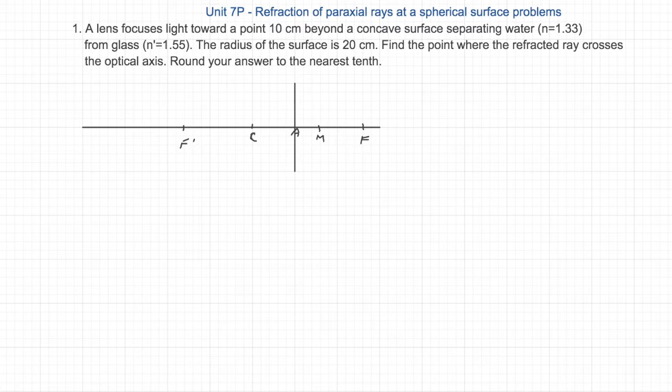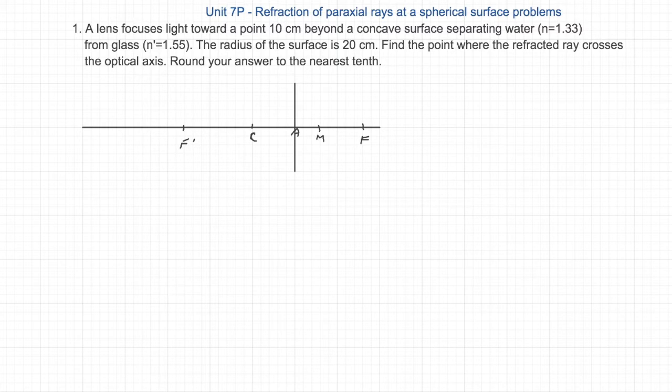Question 1. A lens focuses light toward a point 10 centimeters beyond a concave surface separating water, n equals 1.33, from glass, n prime equals 1.55. The radius of the surface is 20 centimeters. Find the point where the refracted ray crosses the optical axis and round your answer to the nearest tenth.